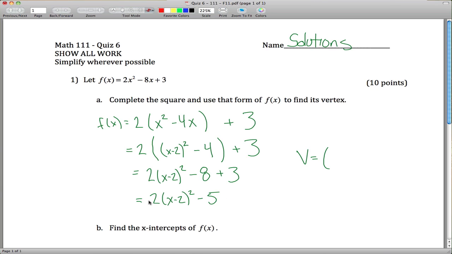And what's kind of nice is this form right here is just a bunch of transformations of the parabola f of x equals x squared. Let's see, this 2 stretches it, doesn't do anything to the vertex. This minus 2 moves the vertex right by 2. So our x coordinate will be 2. And this negative 5 moves it down by 5. So our y coordinate is negative 5. So this right here is our vertex.